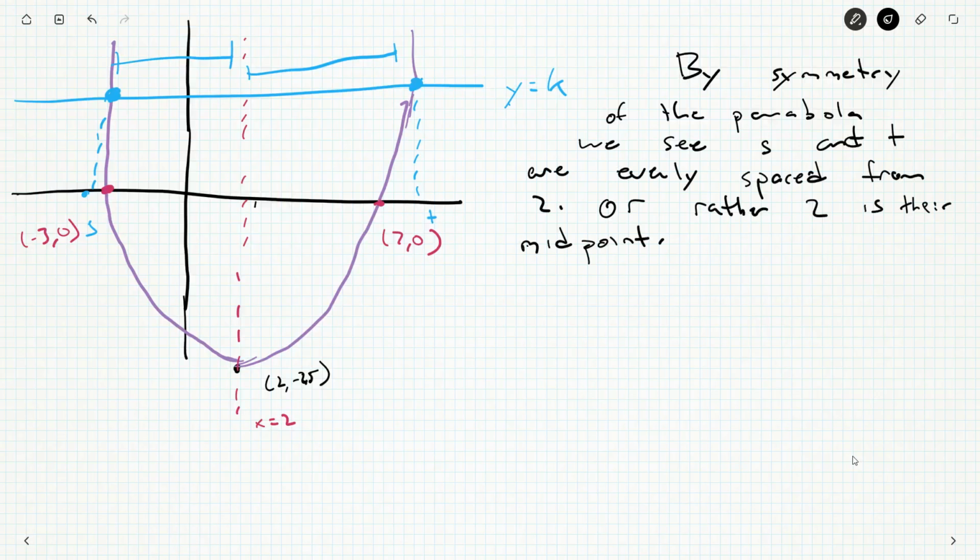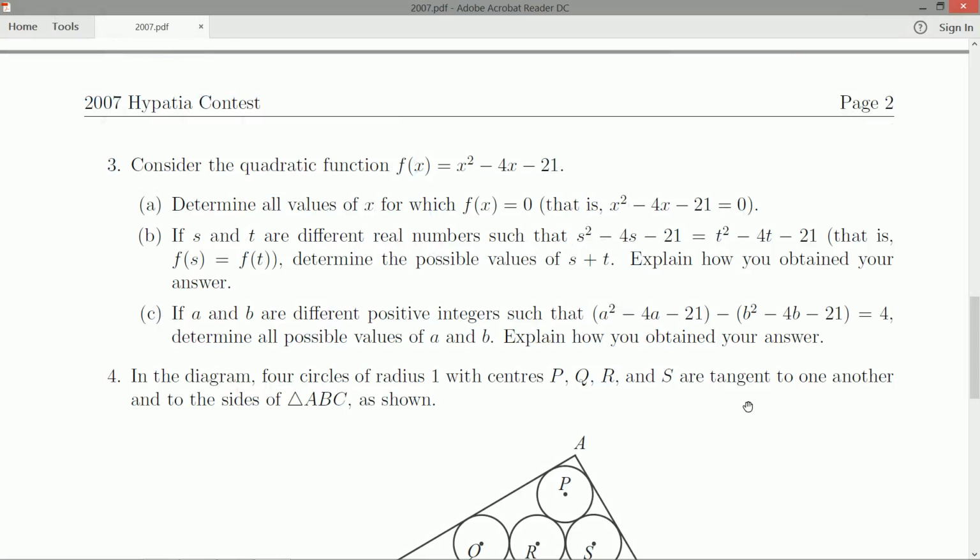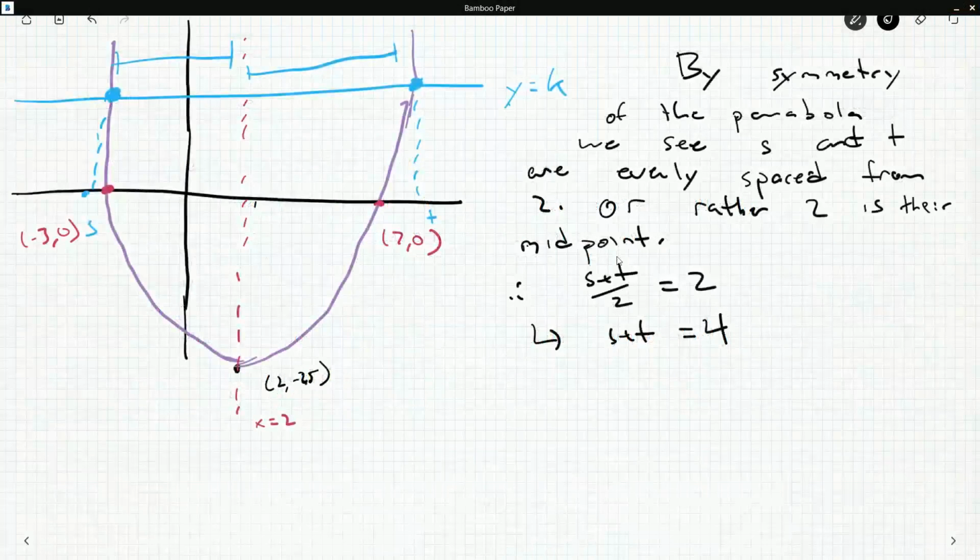But how do we calculate midpoints? s plus t over 2 is equal to 2. No matter what s and t are, as long as they have the same y-coordinate, the symmetry of the parabola takes over, and we get this. And so from there, s plus t is 2 times 2, which is 4. We were asked to determine the possible values for s plus t. Well, there you go. These are the only possible values.